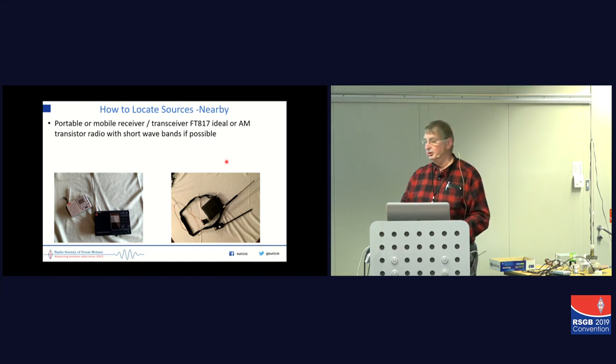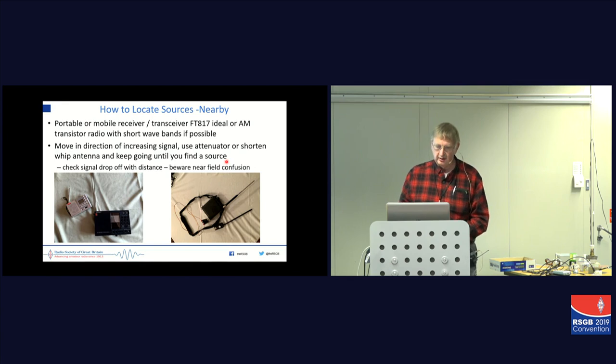You can use your little portable. The important thing is it has to be battery powered, and you have to be able to walk around, and you can either use a loop antenna or a whip antenna to try and work out where the noise is coming from. So you move in the direction of increasing signal, reduce the gain, and find the source. Once you've found the source, it's quite important to work out whether it is really what you're looking for or whether it's just another source you found that happens to be there.